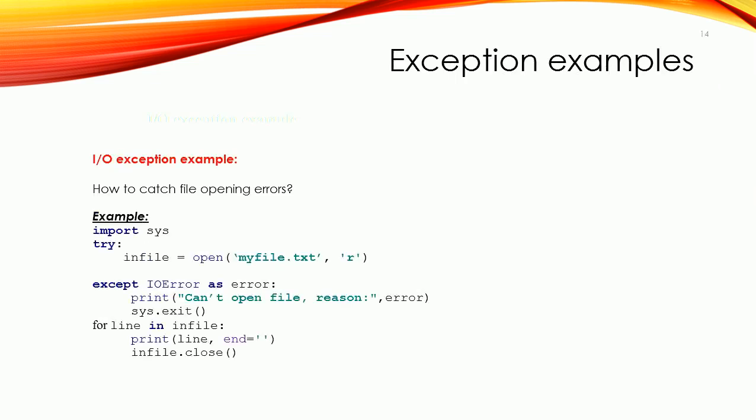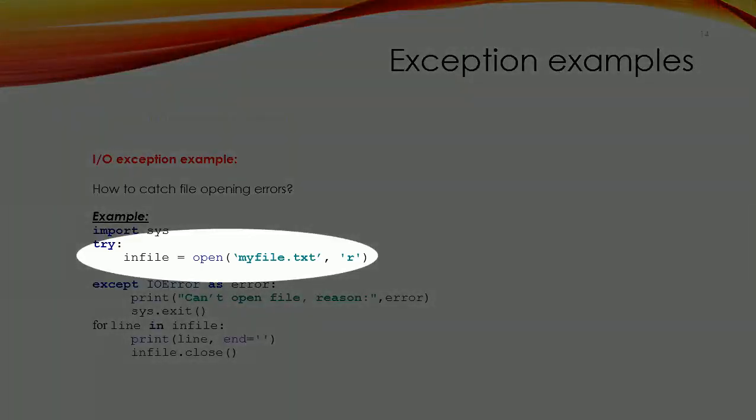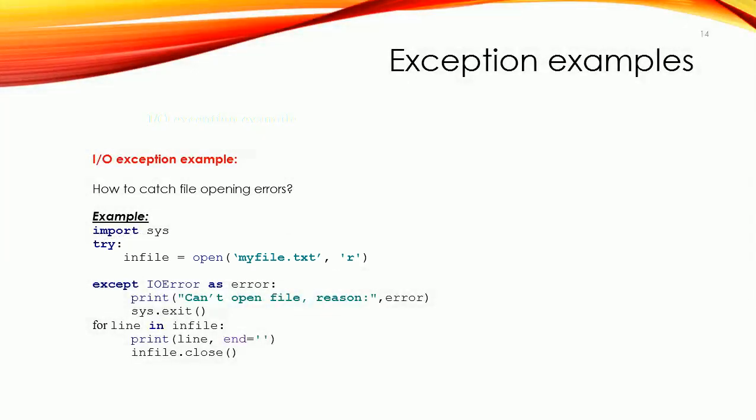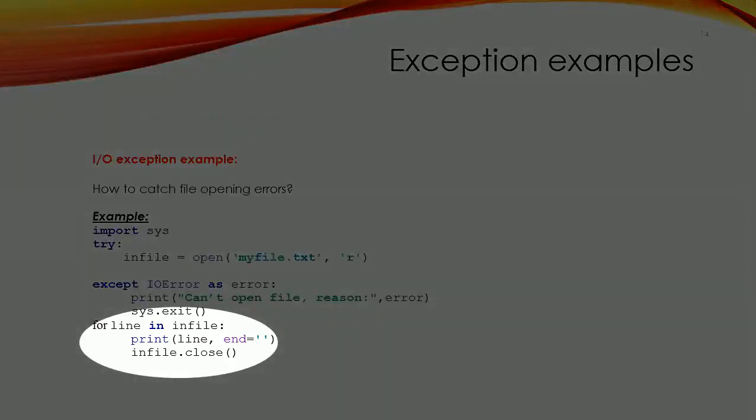In this example, we have input-output exception. So as you can see here, we try to open a file. We put it inside the try block. If everything is perfect and no exception was raised, we'll continue executing the end of our program, which is starting from the for loop. We will go line by line and print our file. Eventually, we'll close our file.